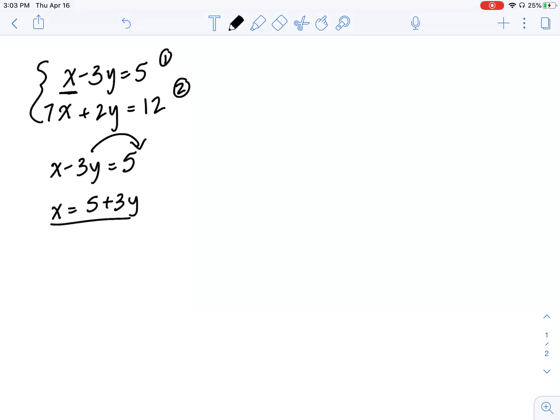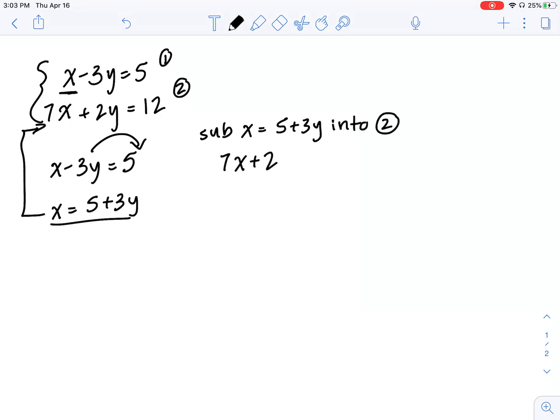Now that we have this, we can plug it back into equation 2. So sub x equals 5 plus 3y into 2. Equation 2 is 7x plus 2y equals 12. Instead of x, I'm going to write 5 plus 3y. 7 times (5 plus 3y) plus 2y equals 12. And now that my entire equation is in terms of y, I can actually solve for y.